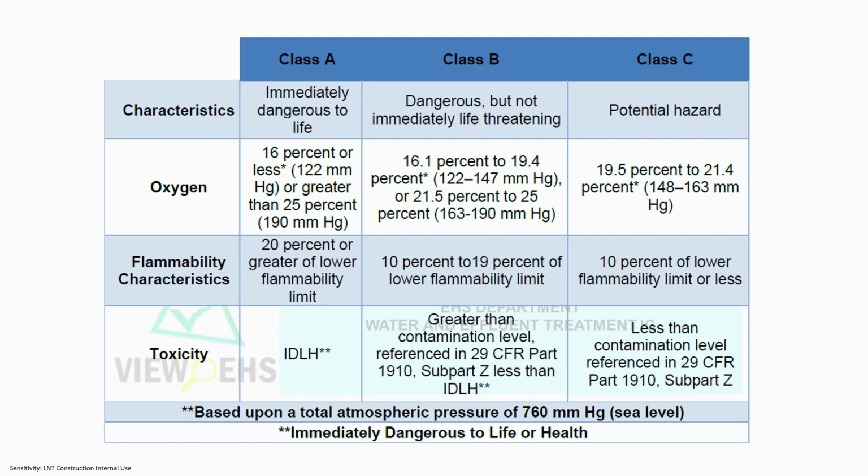So class C is almost a newly constructed confined space which has less potential hazard and which can be at an acceptable level for human work activities or continuous occupancy. So these are the main classifications of confined space.